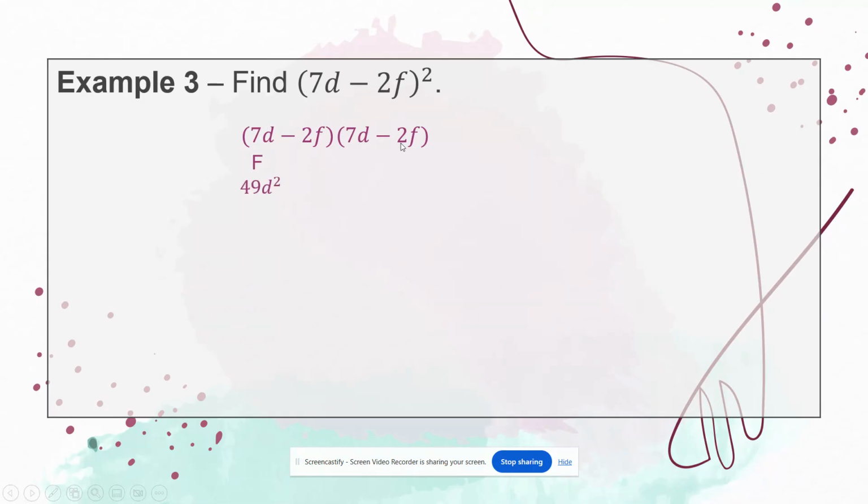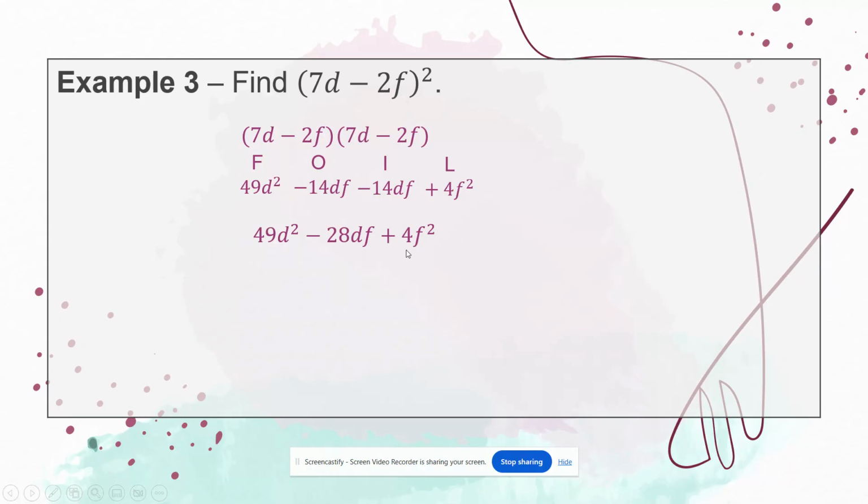7d times negative 2f is negative 14df. Negative 2f times 7d is negative 14df, okay? And negative 2f times negative 2f is positive 4f squared. And now I can work into the process of combining like terms, okay? So I can take negative 14df minus 14df, and I can combine them, and I would get 49d squared minus 28df plus 4f squared, okay?